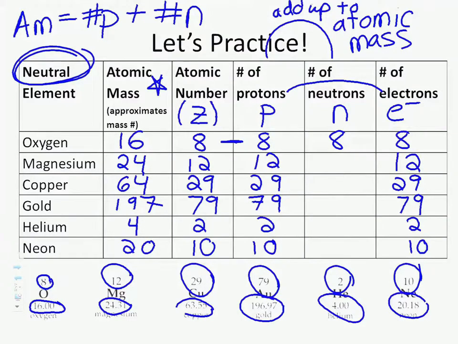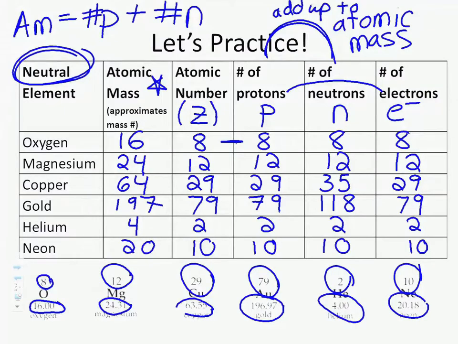So remember, our protons plus our neutrons need to add up to our atomic mass. So here, for magnesium, our mass is 24. We have 12 protons, which means we have 12 neutrons. Okay? For copper, we have 64 is our atomic mass, minus 29 gives us 35 neutrons. Okay? Gold is 197 minus 79 leaves us with 118 neutrons. Helium is 4 minus 2 gives us 2 neutrons. Neon of 20, 20 minus 10 gives us 10 neutrons.